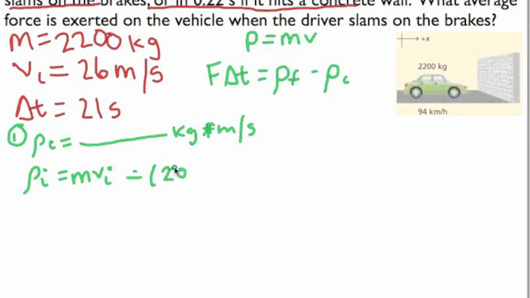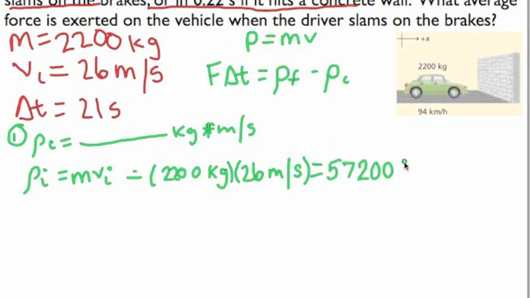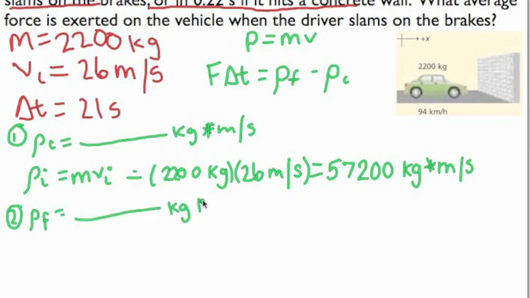Okay, and that's just going to be 2,200 times our initial speed, which was 26. Okay, and then we'll just multiply those together, and we'll get a really big number, and that's okay, with our weird units, kilograms times meters per second. Okay, now that we've found that, we need to find our final momentum, and that's going to be momentum with an F. Again, it's going to have those weird units.